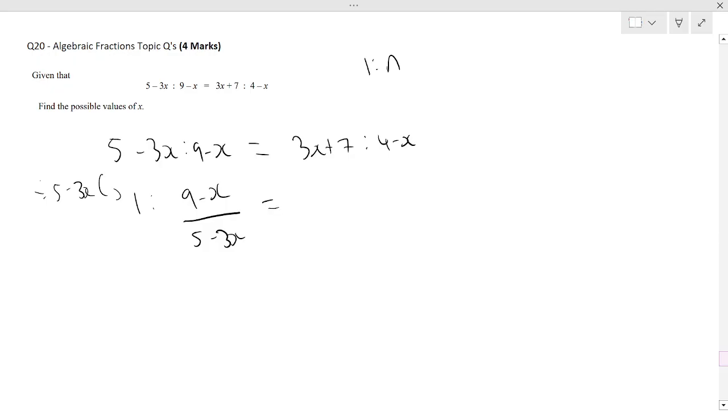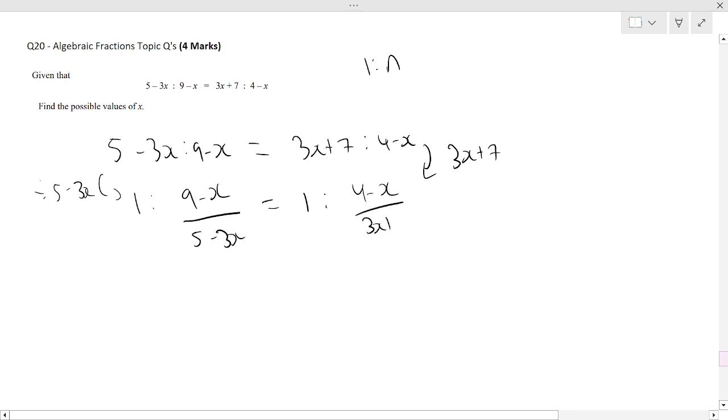And then that's going to be equal to, I'm going to do the exact same to this. So now I'm going to divide both of these parts of the ratio by 3x plus 7. Then that would be 1, because obviously divided by itself, to 4 minus x over 3x plus 7. Are you okay? And now look, they're both in the form 1 to some number.